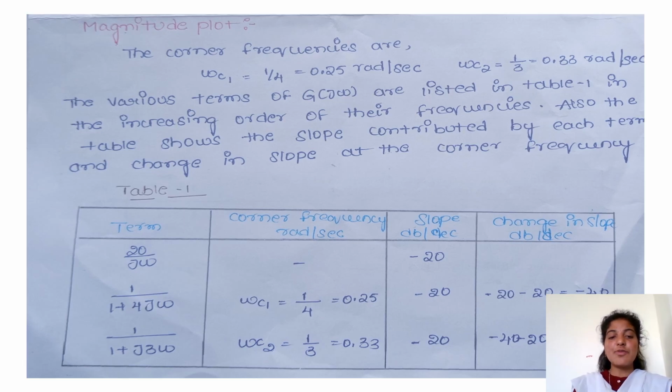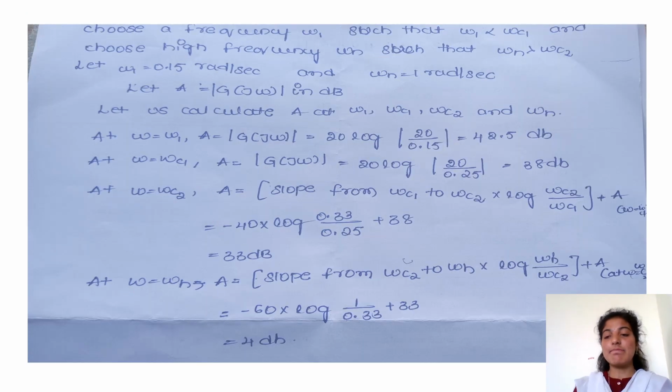For the third term, 1 by (1 plus 3 j omega), the corner frequency is 1 by 3, that is 0.33 in decimals. The slope is minus 20 because here also the j omega is in the denominator. The change in slope we get is minus 60, because minus 40 minus 20 gives minus 60.